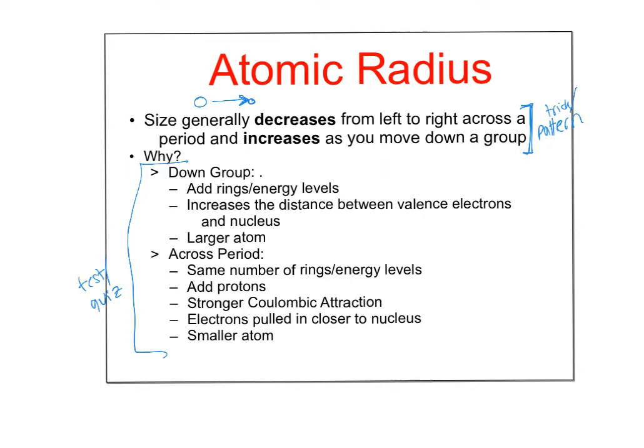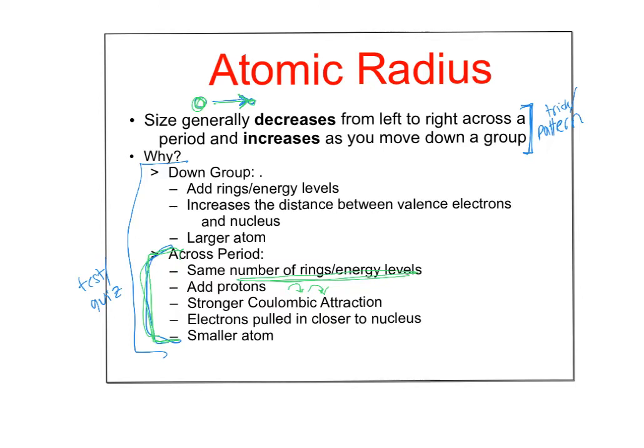Okay, why does that happen? We add protons. Okay, so let's do across a period. That's this guy. We'll do some color coordination here. Let's do green. Okay, so across a period, we have the same number of rings or energy levels, same number of leashes, but as we move from one to the next, we're adding protons, which means there's higher Coulombic attraction. The electrons are pulled closer to the nucleus. Like that guy with 17 protons, 17 pounds of muscle. Hey, he pulls those dogs in, and that results in a smaller atom.